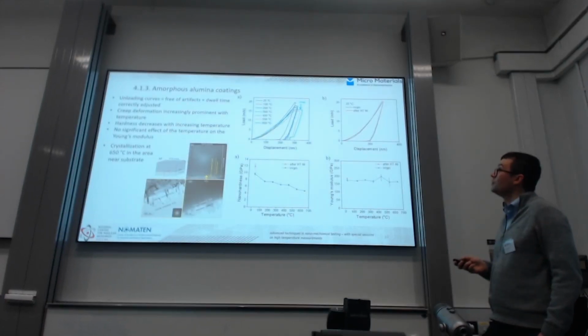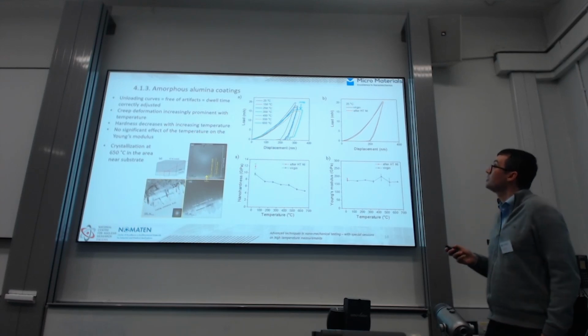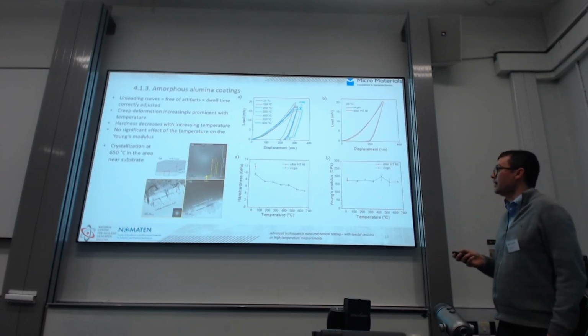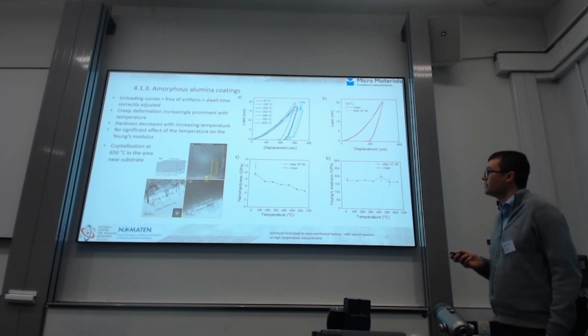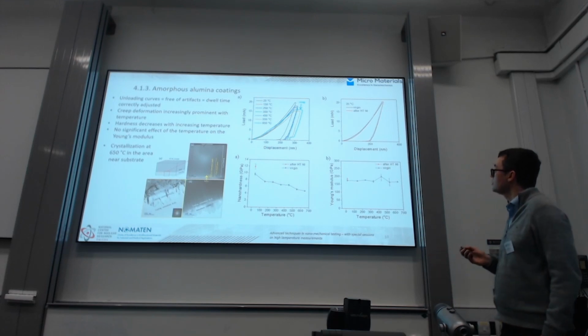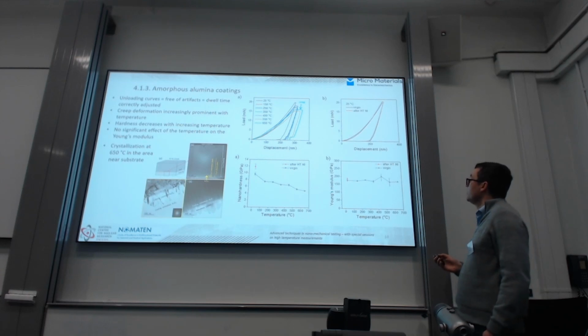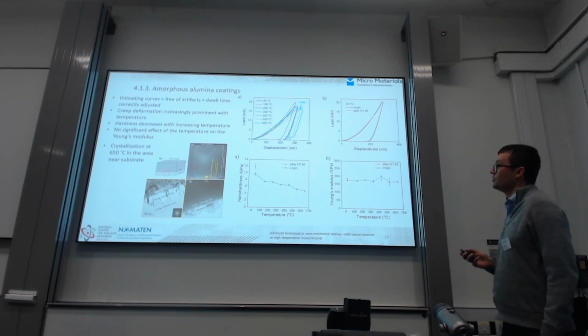And we perform nanoindentation at different temperatures, and we observe that, as expected, the nanohardness decreases with increasing testing temperature, but the Young's modulus is quite stable. There are almost no significant changes of the Young's modulus, with maybe one exception.